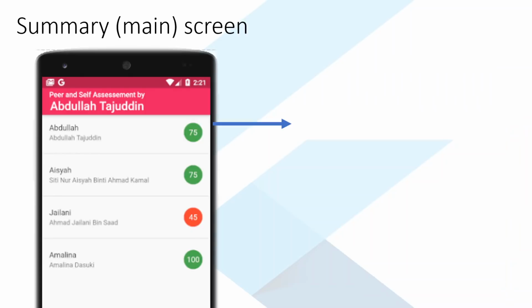So the interaction for the application: the user will be starting or opening the application, and then he will be given this main screen. The main screen is basically the summary screen, because I call it summary here. Why? Because it summarizes all the criteria into a single value. Just now we have 5 criteria, and then we summarize the value and come up with the percentage here.